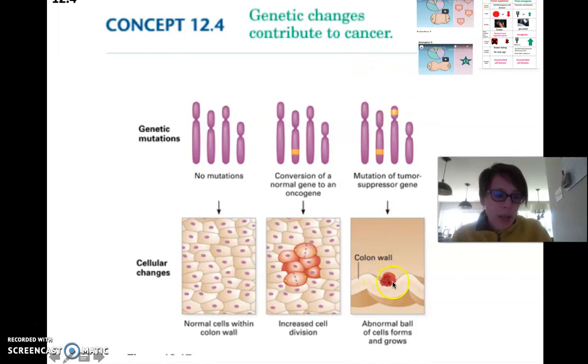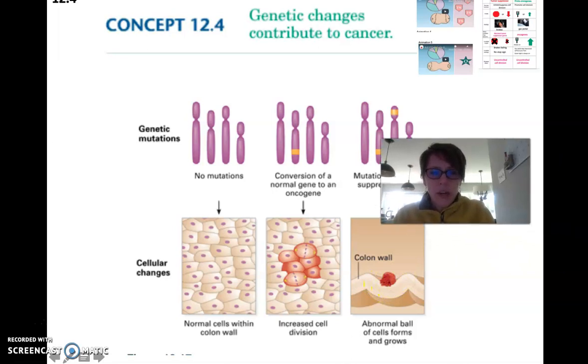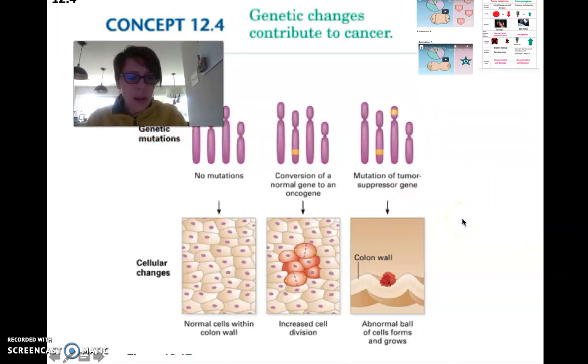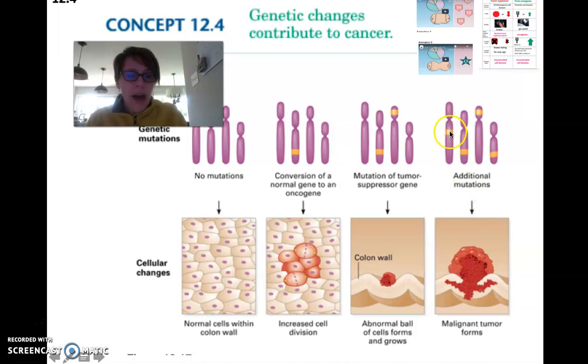And you can see now that we have two mutations, there is an abnormal ball of cells growing here. So maybe this could be a precancerous cell, and there's a tumor right here starting to form. And then even later in time, we now have 4 mutations. So go ahead and highlight this chromosome has another mutation. So now we see 4 total mutations. And now this is truly a malignant tumor.